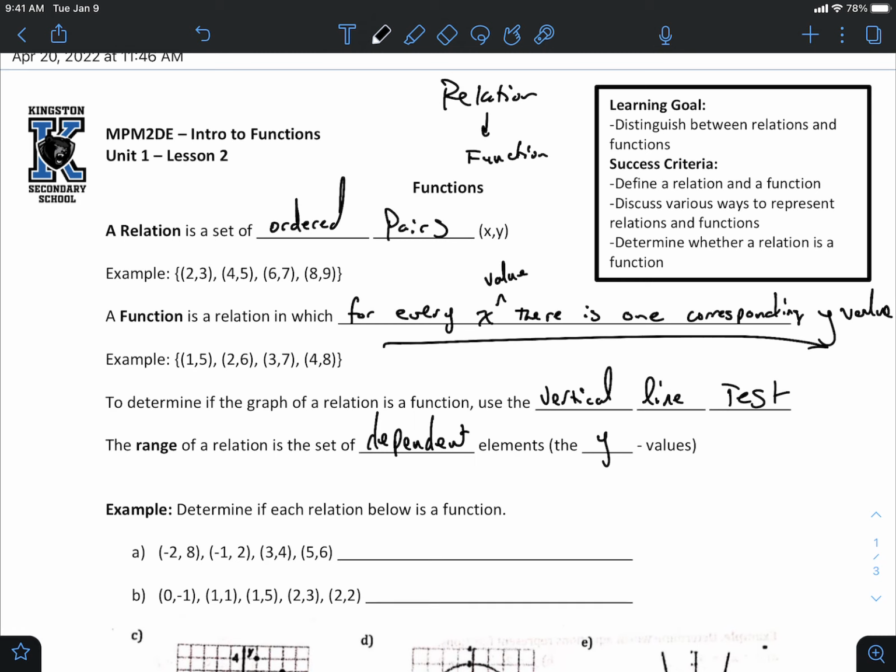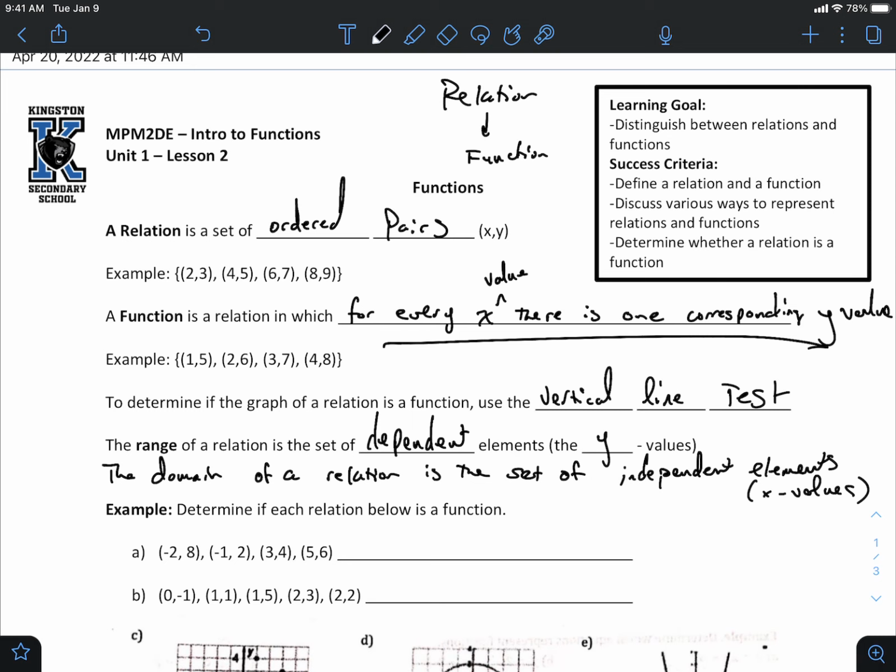Okay, and not to worry about it for now, but in a couple lessons we're going to talk about the domain. The domain of a relation is the set of independent elements. Okay, these are all the x values.